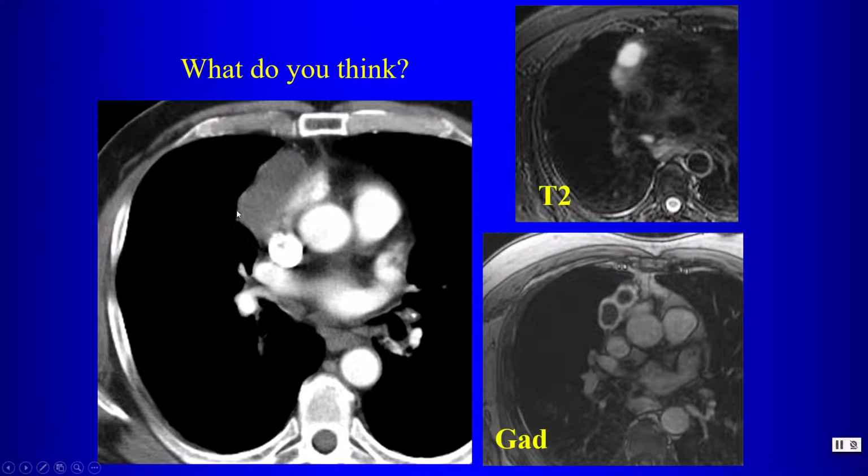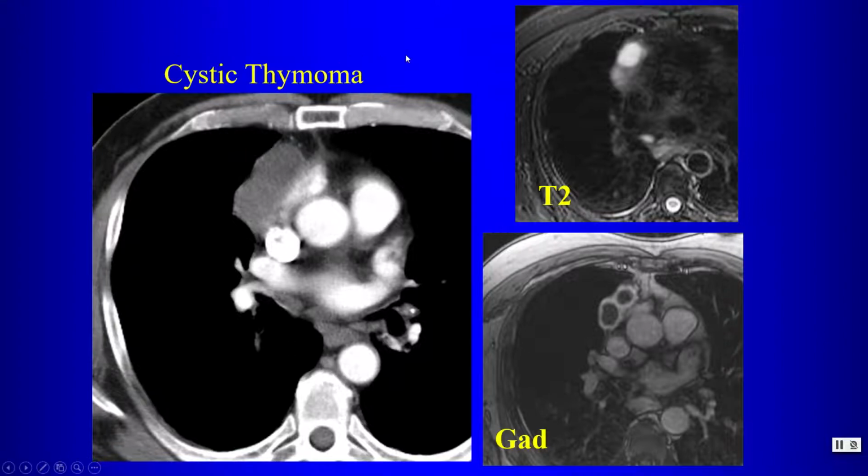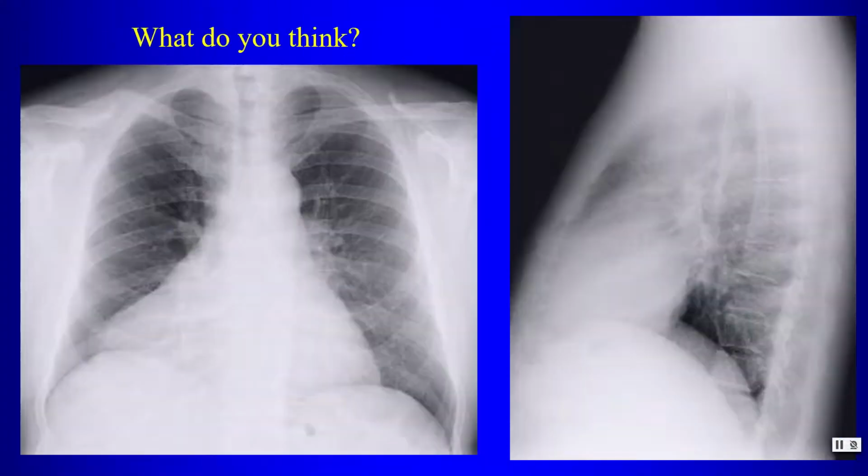Here we have another cystic lesion here in the anterior mediastinum. There's bright signal on the T2 weighted images. Notice after contrast, though, it is multiloculated. There is thickened enhancement of the walls. So here we cannot assume that this is a benign lesion. Here we do have to be concerned about malignancy, and this was cystic change within a thymoma. So this was a cystic thymoma.